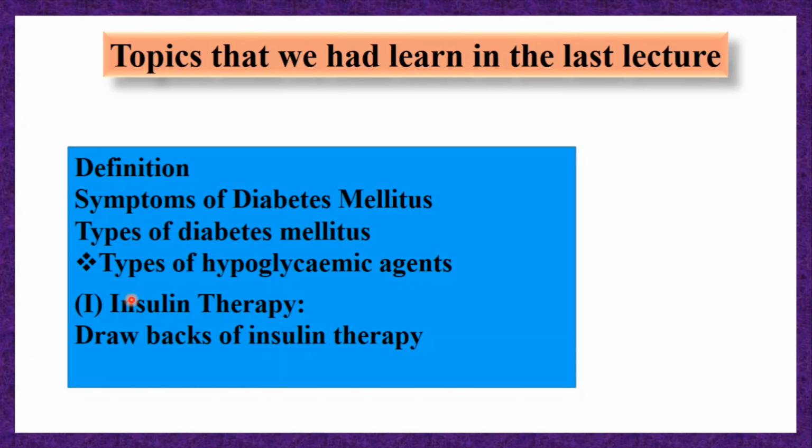Human insulin is now produced by recombinant DNA synthesis, in which human genes for insulin are inserted into E. coli to produce recombinant insulin. The examples of recombinant insulin are Lispro, aspart insulin, and glargine. So these are the examples of recombinant insulin.